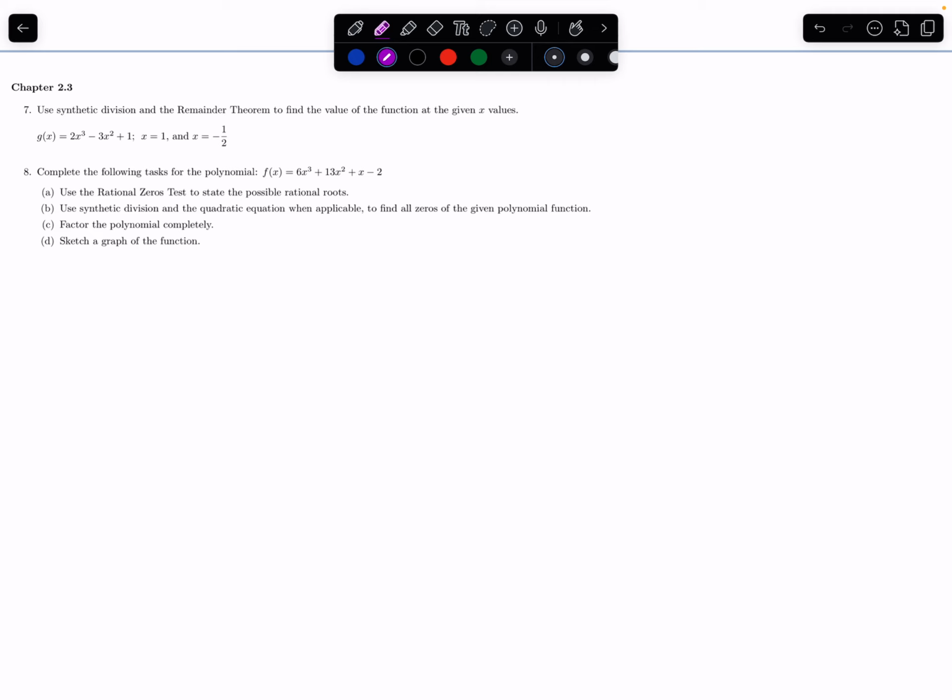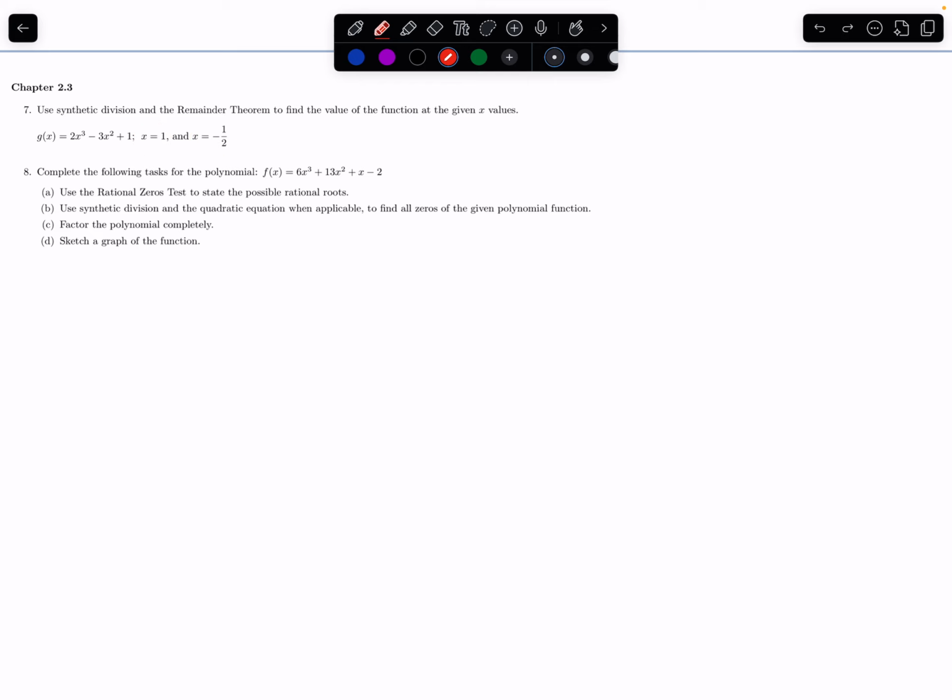So let me explain number 7 again, since I'm reshooting this first though. So 7, we're using synthetic division and the remainder theorem to find the value of the function at a given x value. And the remainder theorem just says if you run your division, the remainder is equivalent to the value at that position, at that point. So that's for when you're checking these numerical values, right?